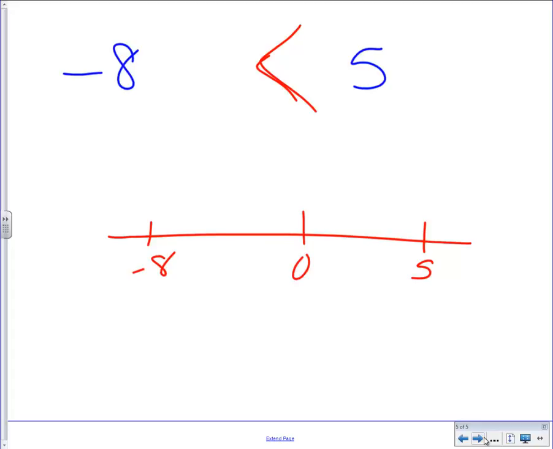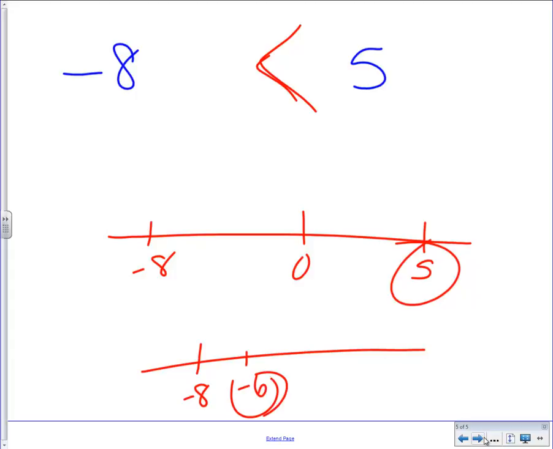Whichever number, when you write it on a number line, is the farthest number to the right is the biggest number. Okay, so let's look at this. If I have -8 and I have -6, which one's bigger? The one on the right is bigger.